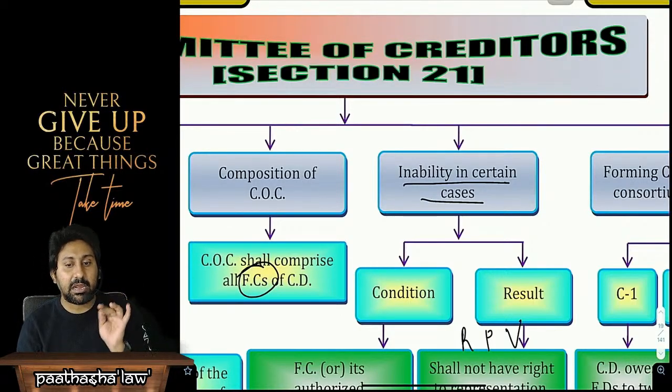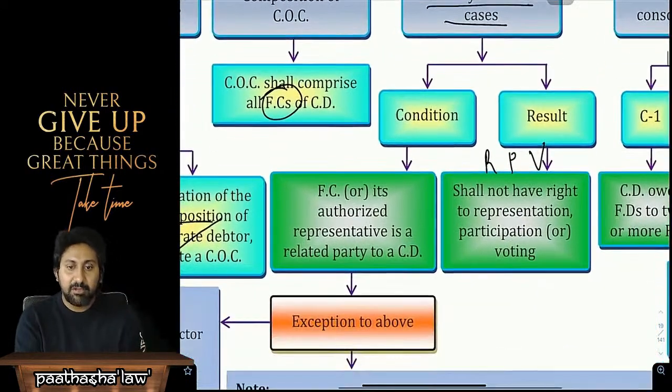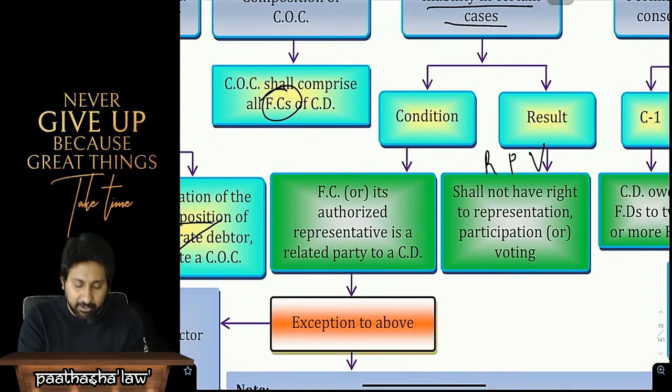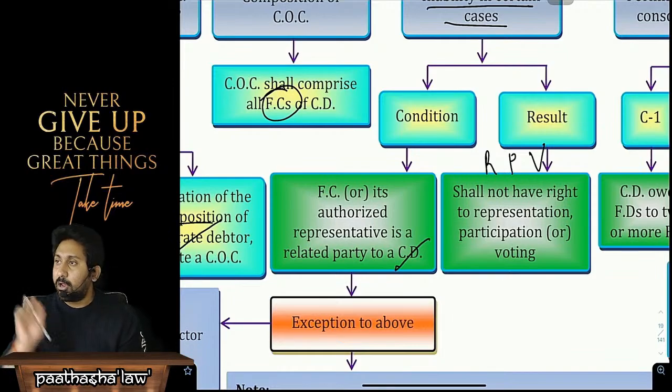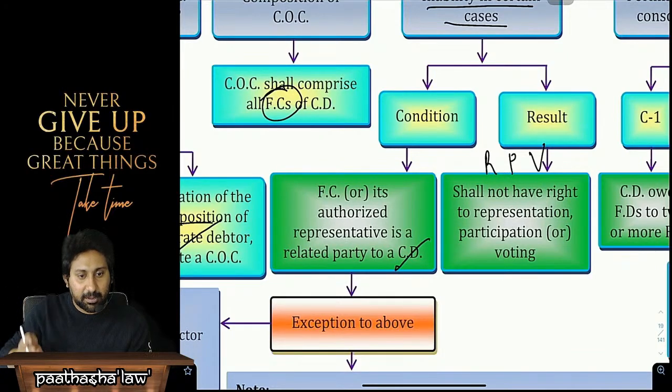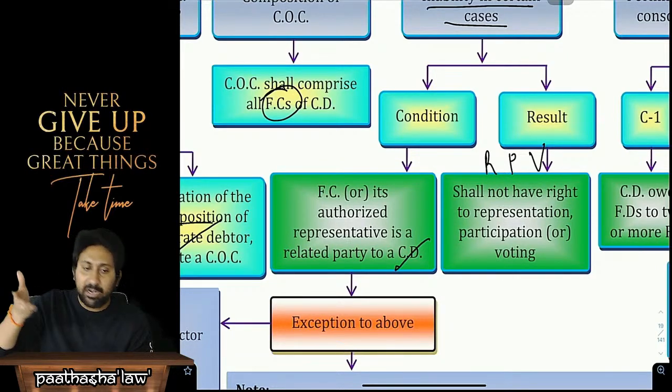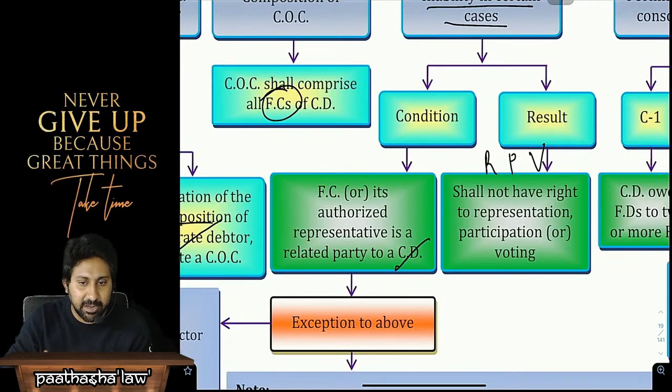and the inability will come in certain cases. Condition: the financial creditor or its authorized representative is a related party to the corporate debtor. The corporate debtor is sitting there, and the financial creditor's representative is sitting here. That financial creditor's authorized representative is a related party to the corporate debtor. Why would he vote against him? Therefore, that person will not be given a chance of RPV. He shall not have a right of R, shall not have a right of P, shall not have a right of V.